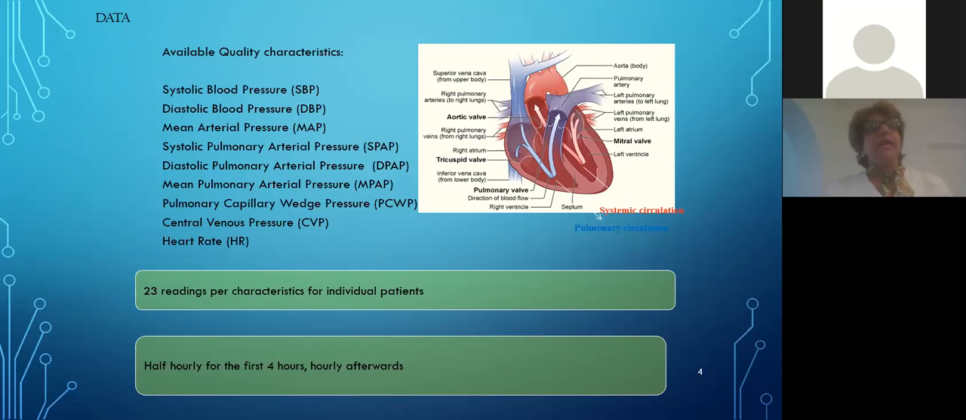For each patient that had 9 quality characteristics, on each quality characteristic, we had 23 readings. The measurements on these quality characteristics are done every half an hour as soon as the patient is moved into the ICU unit. And 4 hours after that, they measure it every hour. So the period of sampling is different.